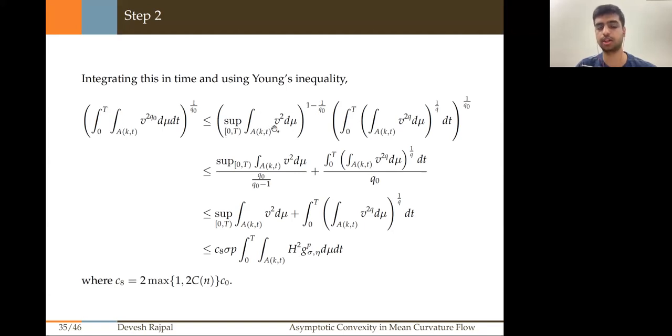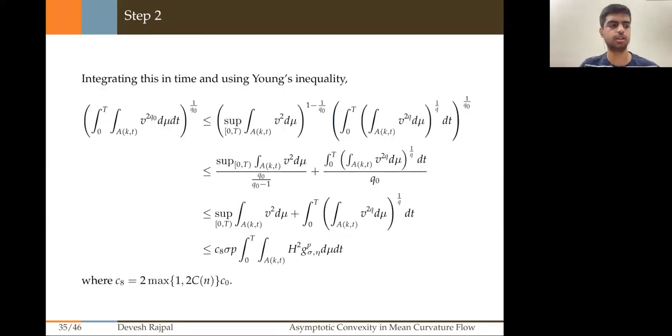And now I'm using Young's inequality here. So this factor times some power is less than or equal to the supremum divided by q naught minus 1. This is the inverse of this times this factor, q naught greater than 1. This is less than or equal to just the pure sum of these two terms. And this was the result of step 1: the supremum of v square plus the integral from 0 to t of the LQ norm of v square is less than or equal to certain factors times this integral of h square times g raised to t with sigma and eta. We have chosen some constants.